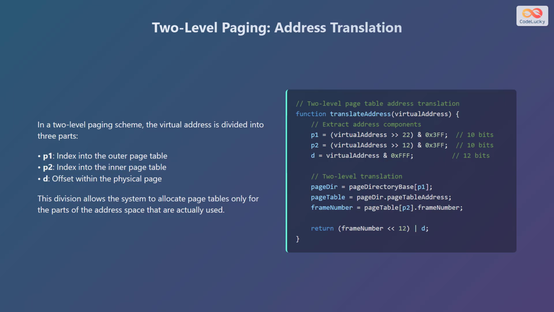The translate address function takes the virtual address as input, extracts P1, P2, and D from the virtual address. It then uses P1 to find the corresponding page directory entry. From there, it gets the page table address. Then it uses P2 to index into the page table and retrieve the frame number. Finally, it returns the physical address by combining the frame number and offset, D.